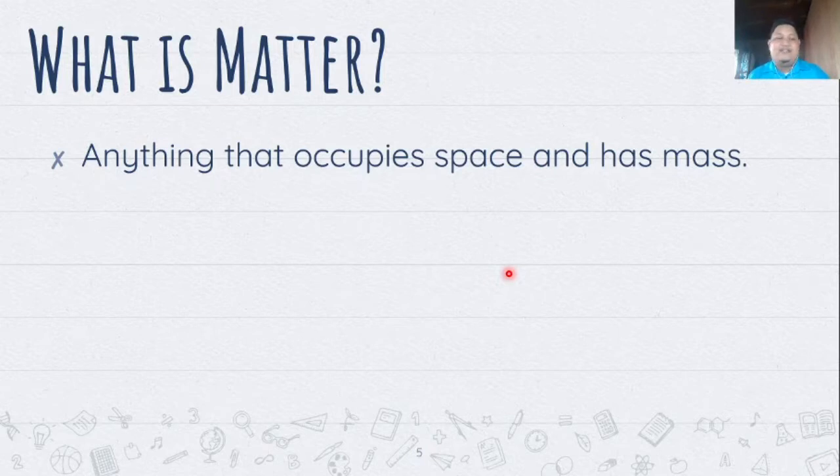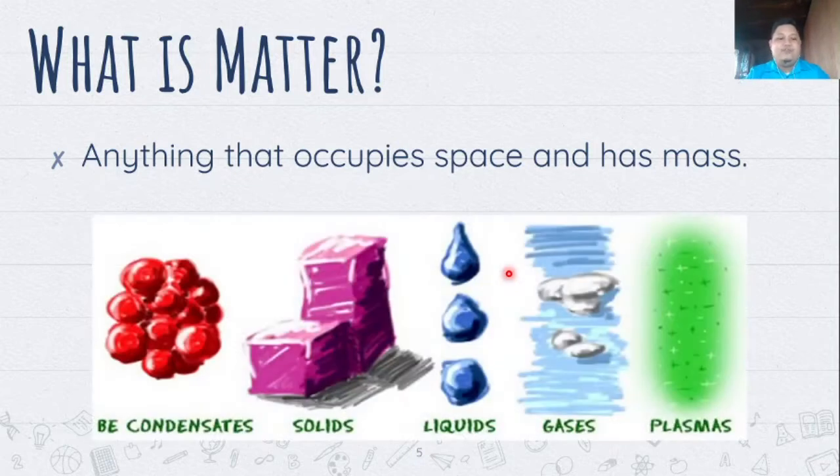And matter exists in various states. I'm sure that you are all familiar with these states of matter. So we have the Bose-Einstein condensates, solids, liquids, gases, and plasmas.